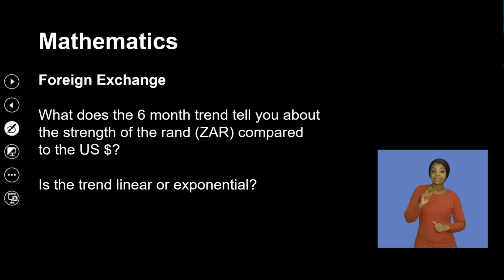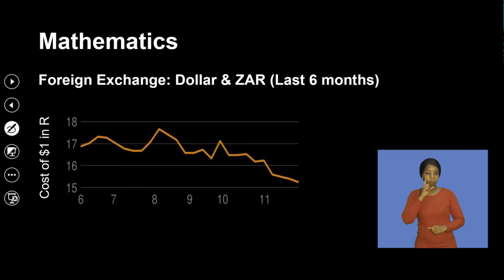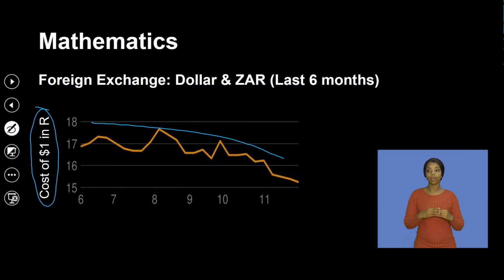If we summarize this, let's also go back and look at a 6 month trend, right? With a 6 month trend, now it looks like this is a decrease. And if it's a decrease, it means that the cost of $1 in terms of rands is a bit decreasing. So remember what I said: the more you pay, the weaker the currency is. But now, the less you are paying, it means our currency is a bit stronger. So that's what the foreign exchange is.